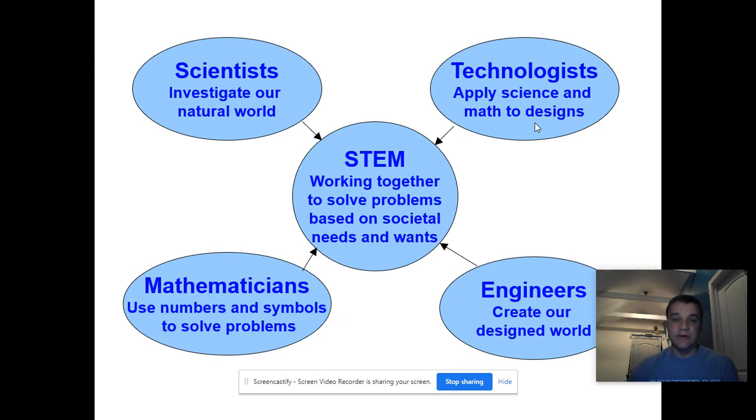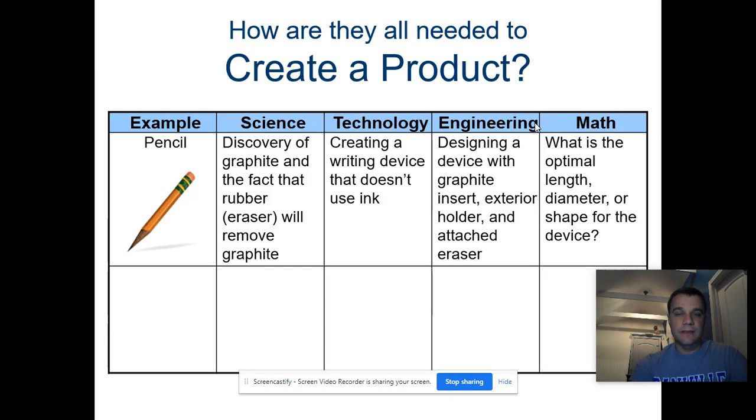science, and start to solve problems. Those problems are based both on needs and wants. Some of the things that engineers might create aren't necessarily a need, but they might fill a want. So that's how mathematicians, using numbers and symbols, scientists, investigating the natural world, technologists applying math and science, and engineers working to solve problems, complete the STEM field. All right, let's go here. How does that all relate?